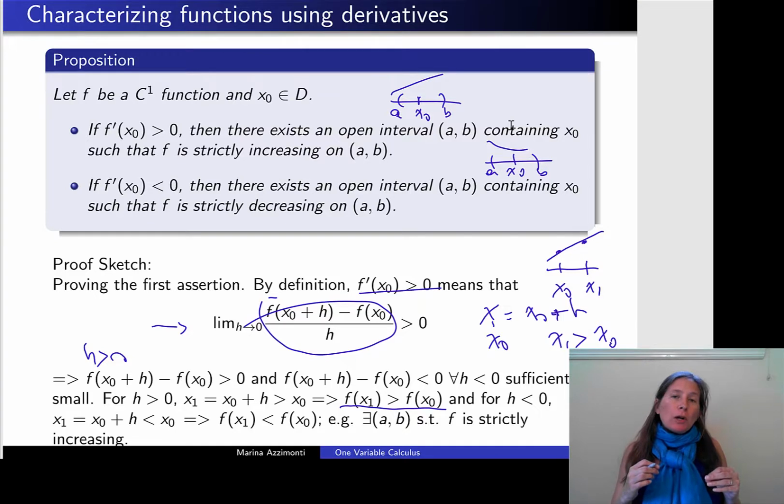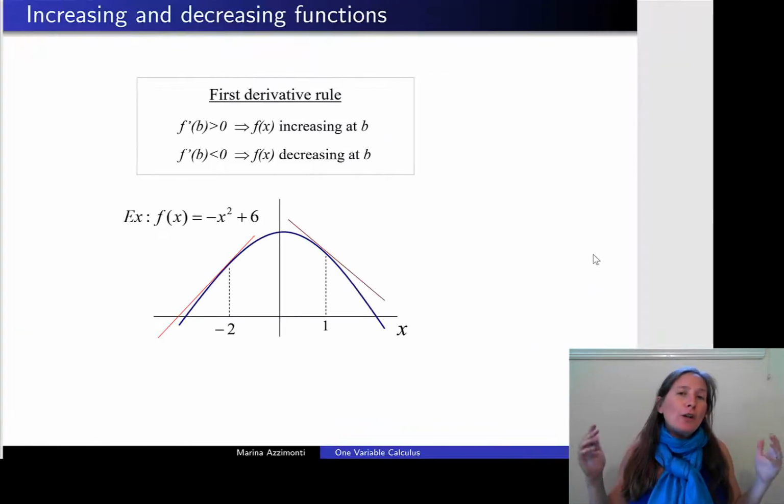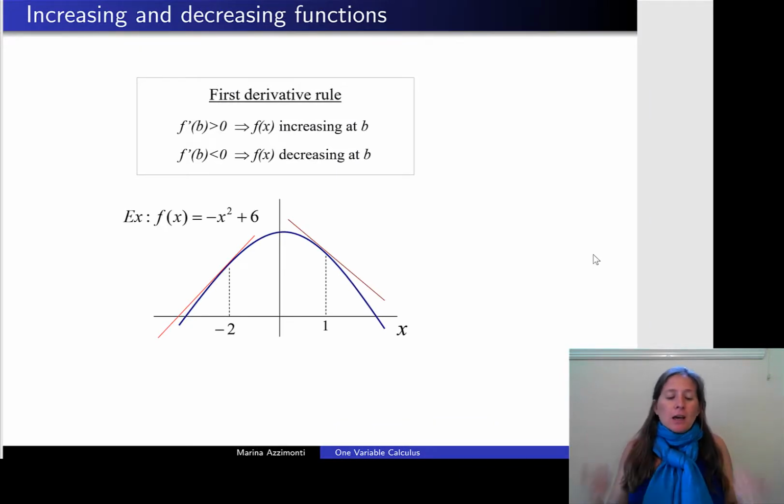Why do we talk about a small interval? Because remember, the definition of derivative holds for a very small deviation from x0, an epsilon deviation. You can do the same thing if both of them were negative. And this is in the second and third line of the proof, but it goes in the same way. So what do we know? We can call this the first derivative rule.